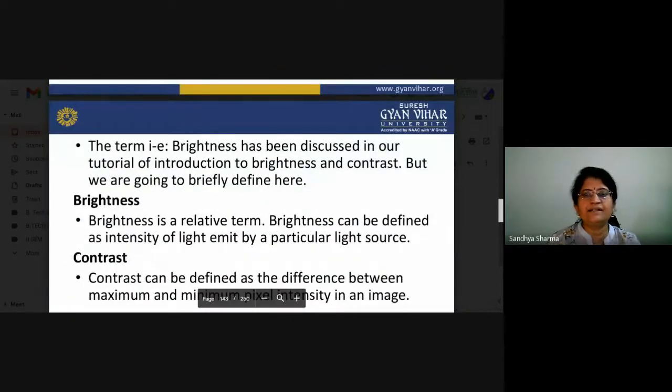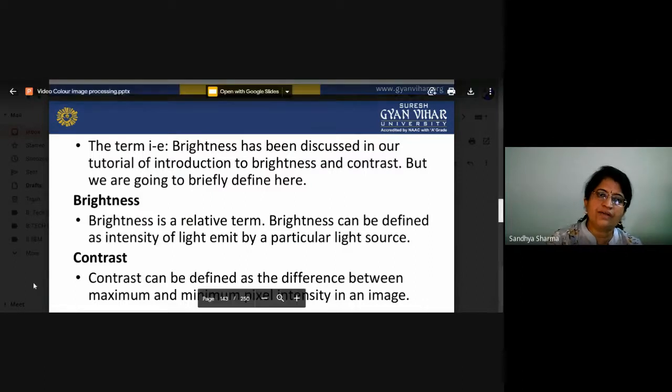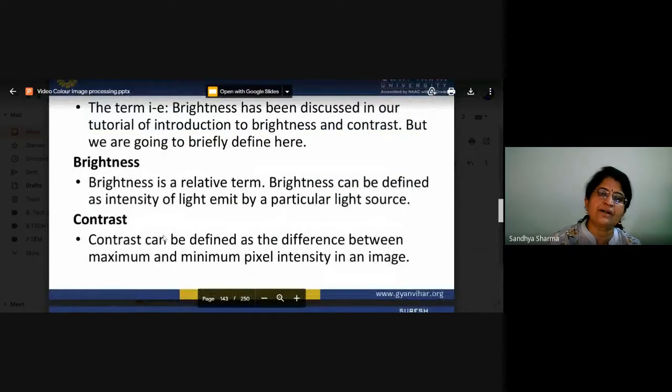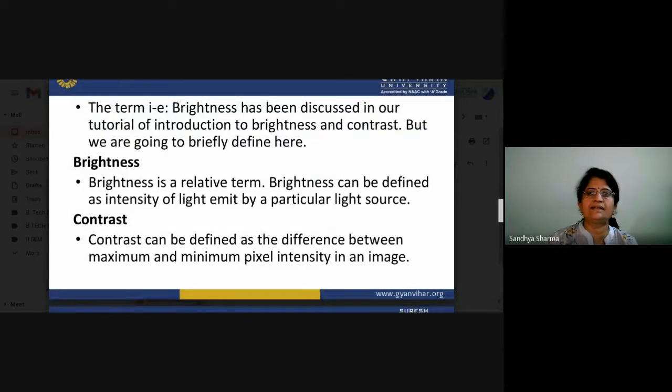We also discussed the term brightness in our previous session on brightness and contrast control. Now let us see a very brief description of brightness. Brightness is a relative term. It can be defined as the intensity of light emitted by a particular light source. Contrast can be defined as the difference between the maximum and minimum pixel intensity in an image.